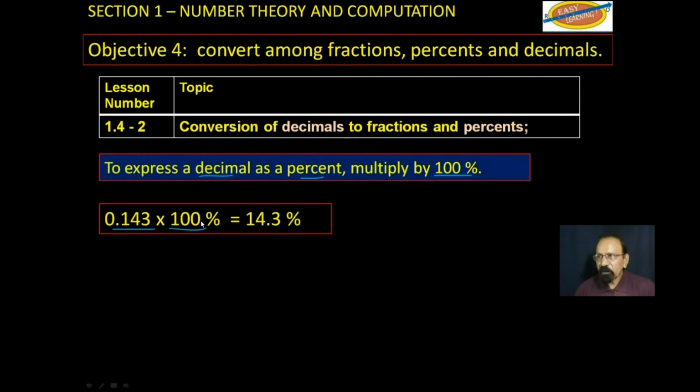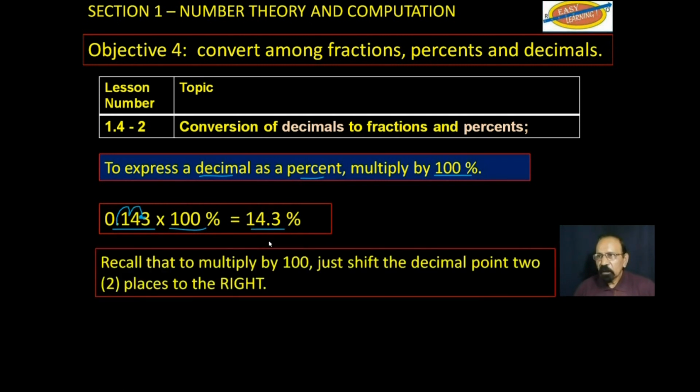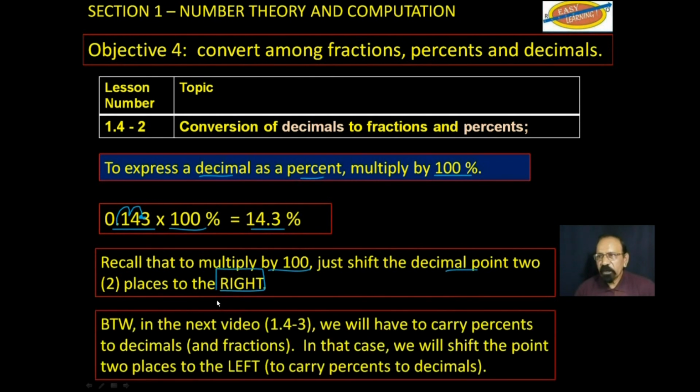0.143 multiply by 100%, you shift the point 2 places to the right, and you get 14.3. Now recall again that to multiply by 100, you shift the decimal point 2 places to the right. In the next video, video 3 in this objective, we will have to carry percent to decimal. In other words, the converse of what we are doing here. And in that case, we will shift the point 2 places to the left to carry percent back to decimal. But that is for the next video.